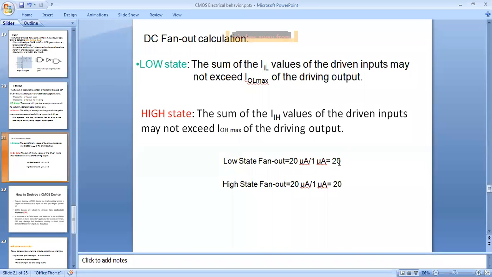If we take the ratio between IIL and IOL maximum, similarly at high state we consider high parameters, that is IIH and IOH. At low state, if we want to calculate low state fan out, we consider low parameters, that is IIL and IOL maximum. By taking the ratio between these 2 parameters, we get the low state fan out. By taking the ratio between these 2 parameters, we get the high state fan out. So totally, already you know these values.